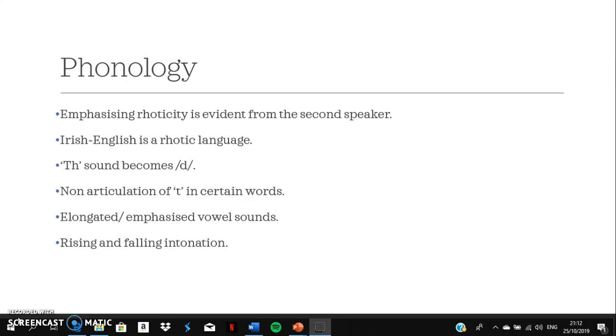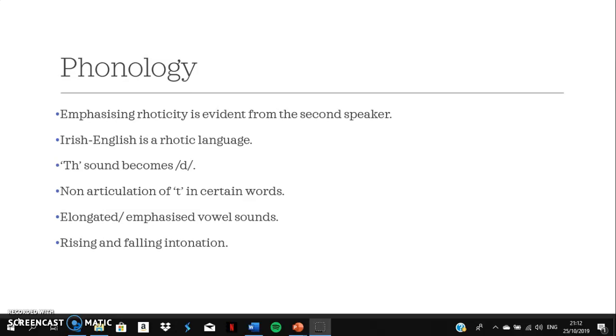The TH sound in Irish English is often pronounced as D, such as seen in the lads, the story, and the lift. There is also non-articulation of T seen in certain words such as Dermot. Vowel sounds are emphasized, which is evident in the way the words atrocious, useless, and awfully are pronounced.